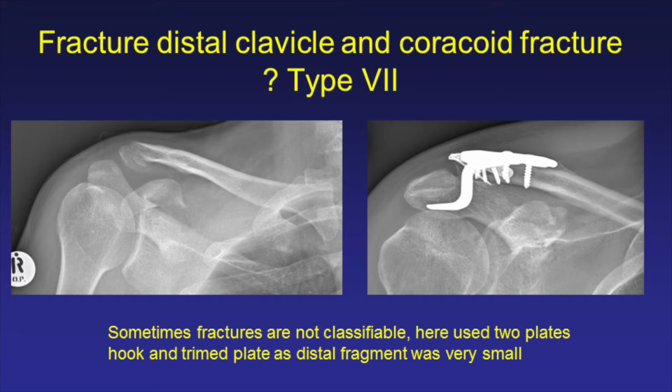And the type 7, which we think is possibly a type 7, is where we get a distal end of clavicle fracture plus a coracoid fracture. And in this particular case, we used a double plate technique just to stabilize a small fragment and then did a hook plate. But again, there's a number of options available.